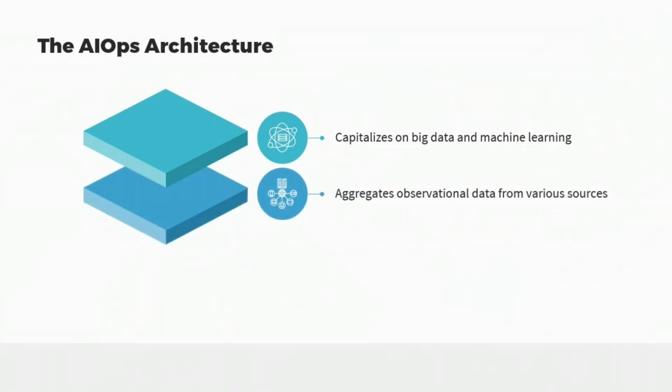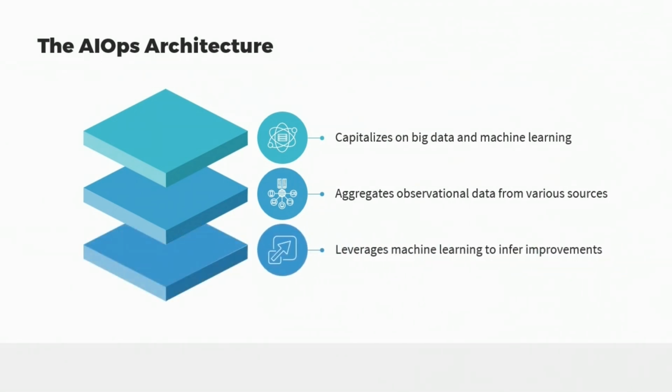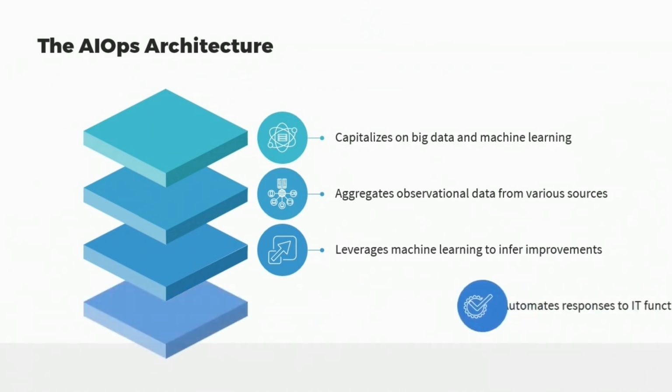AIOps platforms collect and consolidate observational data from a wide range of sources, including logs and metrics and events and user interactions, to provide a holistic view of IT infrastructure and application performance. Then, applying machine learning techniques means that AI ops systems can infer patterns, correlations, and anomalies from observational data, enabling proactive problem identification, root cause analysis, and optimization of IT operations.